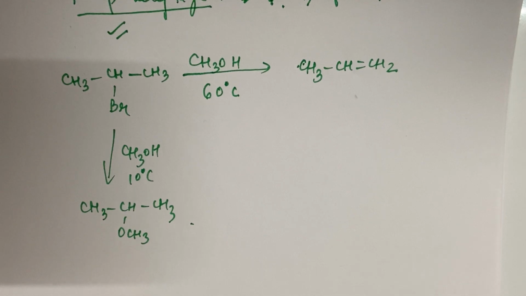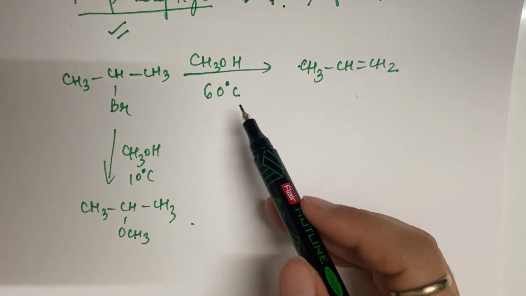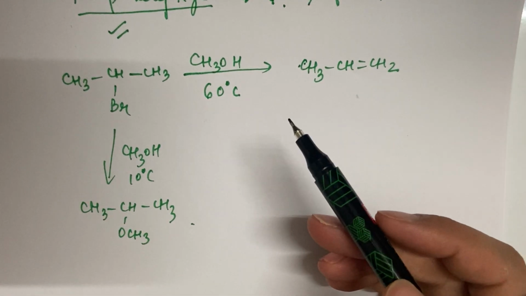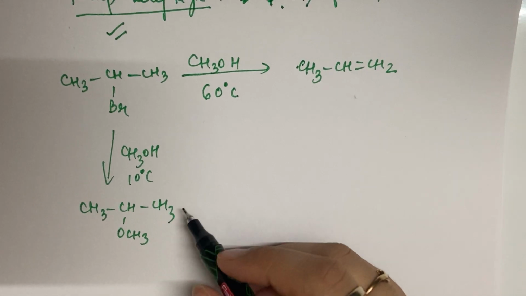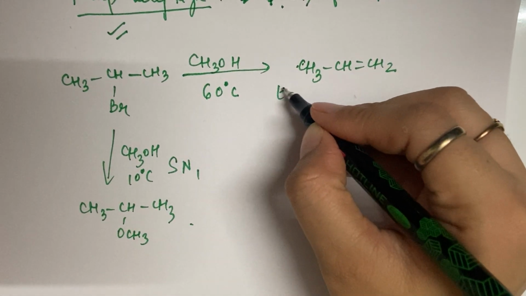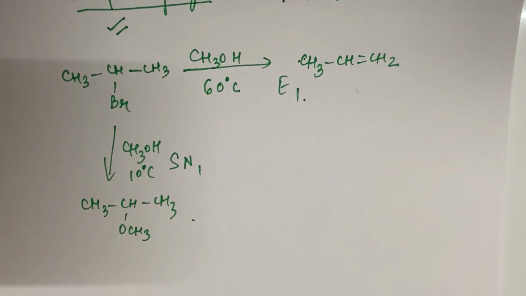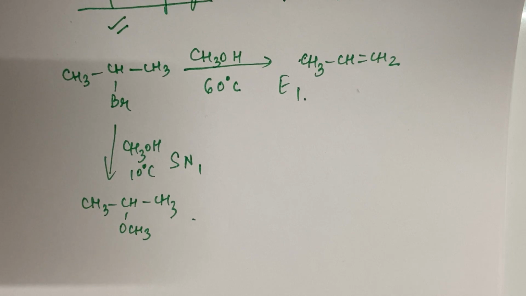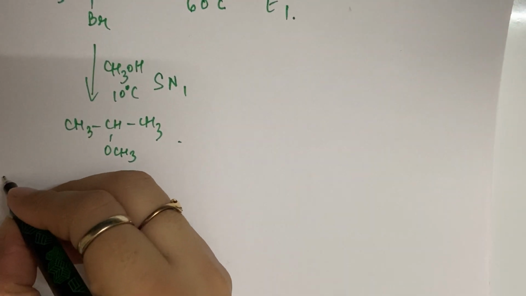Okay, so this is the difference between E1 and SN1 reactions. For this I have told you temperature should be high, greater than 50 degrees Celsius you can say, and for SN1 it should be smaller than 20 degrees Celsius. So this is the case for SN1, this is the case for E1 reactions. Okay, so on the basis of this only you can do some questions. I'm giving these questions to you, you can try.